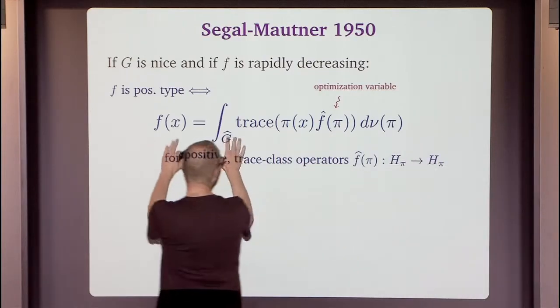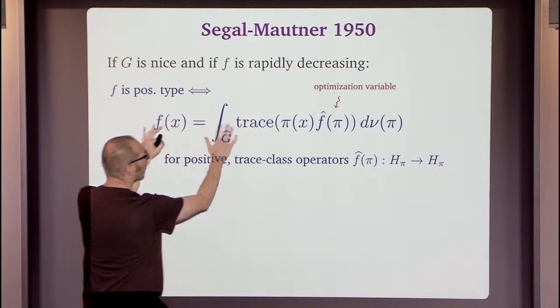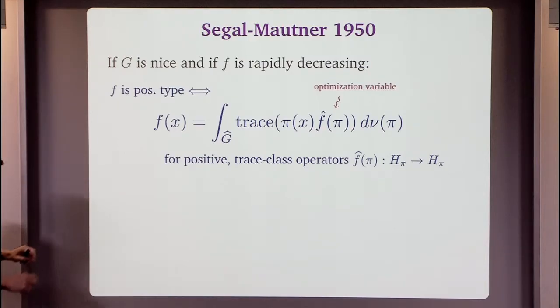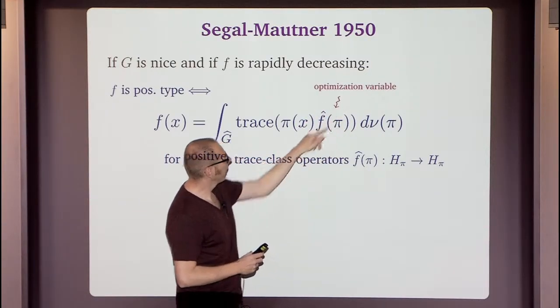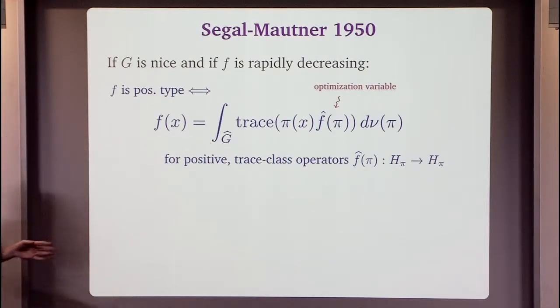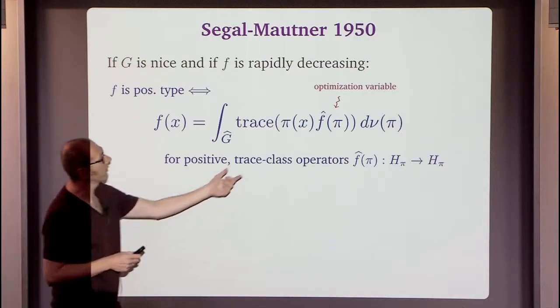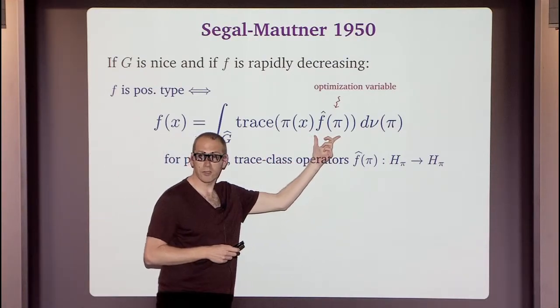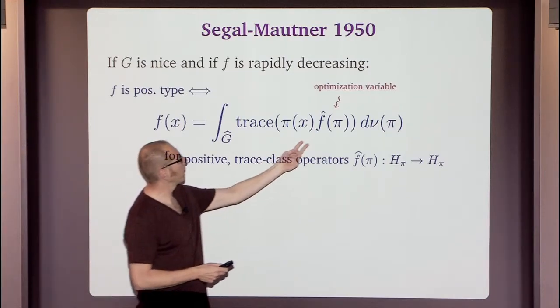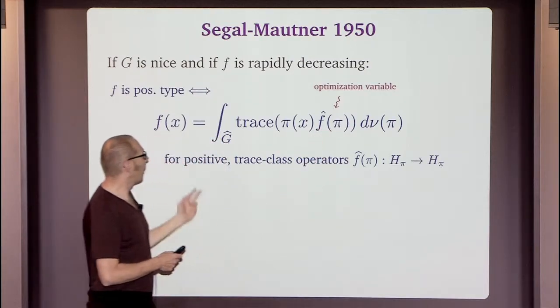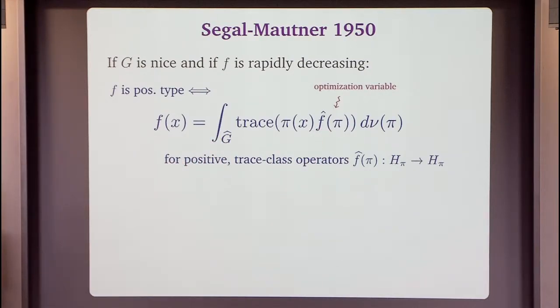I mean, this formula works first of all for all nice functions, but f is of positive type if and only if this f hat is a positive trace class operator. So in a sense, this is a generalization of a positive semidefinite matrix. And then if you want to optimize, what do you have to do? You have to optimize over all these positive trace class operators.